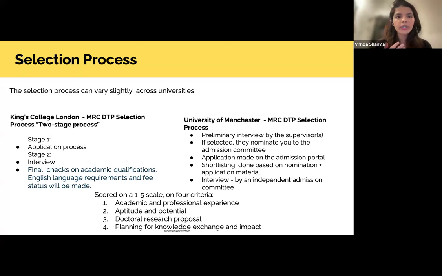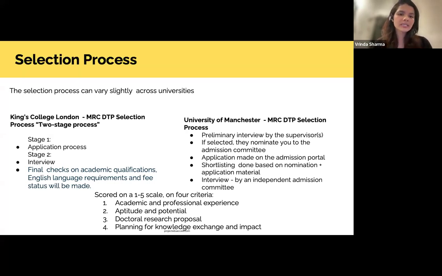But this is a little bit different from University of Manchester, where there would be an interview, which will be just with your supervisor or supervisors. And then if you're selected, then the supervisor nominates you to the admission committee. And then you make your application to the admission portal. And the shortlisting of those candidates for the interview process is based on the nominations as well as the application that you submit. So let's imagine that there are 2 candidates. One of them has made an application straight to the portal, but has not contacted the supervisor, does not have a nomination from them.